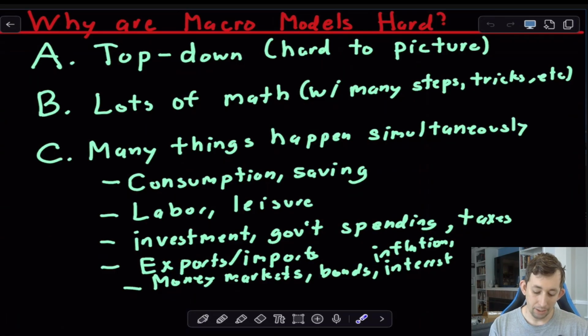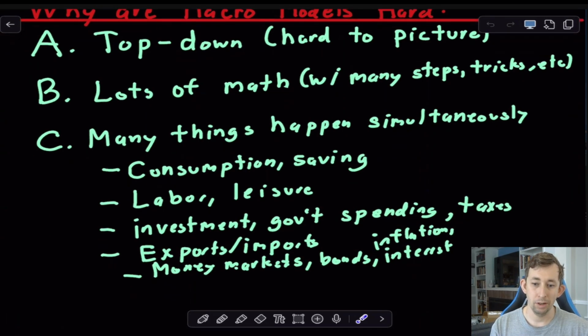And then, of course, the main reason why I think macroeconomic models can be hard to understand is that so many things are going on at the same time. You have consumption, saving, you have people choosing between labor and leisure, you have people making investment and savings decisions, the government doing things, you have taxes. Of course, if you're talking about open economies, you have exports and imports. And then if you have money, you've got prices, inflation, financial assets. There's just a whole bunch of things going on at the same time. It can be really hard to picture, really hard to understand and ultimately solve for whatever you're trying to do in those macro models.